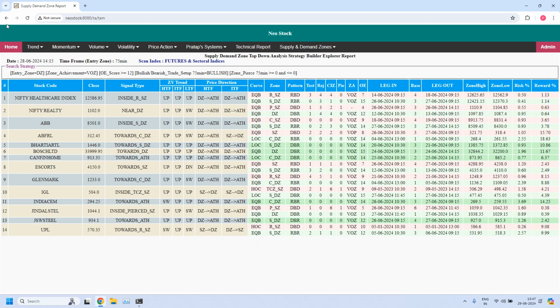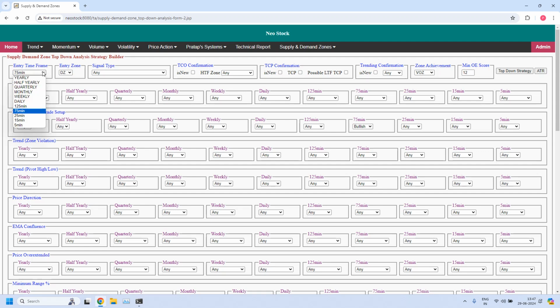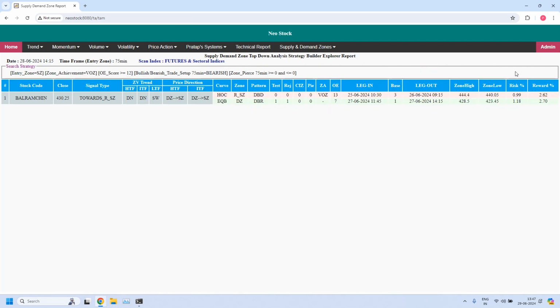Next, let us generate bearish trade setup. For weekly income trade, it is 75 minutes, and the bearish trade setup, it is supply zone, and also in bullish or bearish trade setup at 75 minutes time frame, I am setting the value bearish. And the 3 filters we said can be applied here. And only one stock is filtered. This is a high liquidity zone. Price is moving towards the high liquidity zone, and it is a fresh zone.